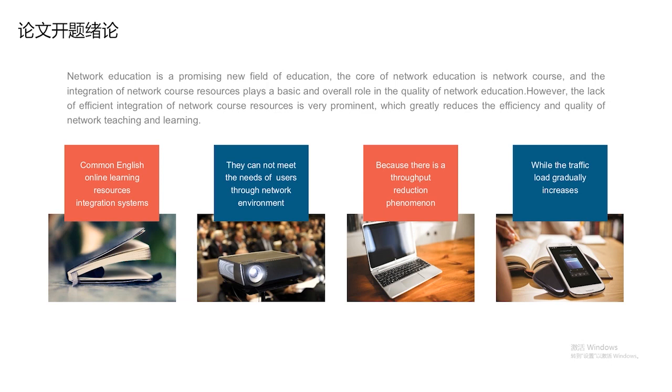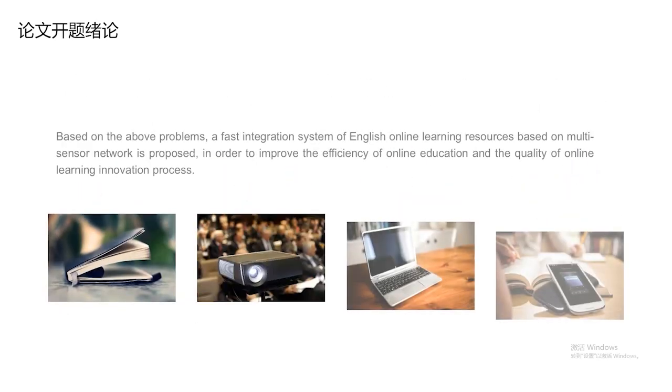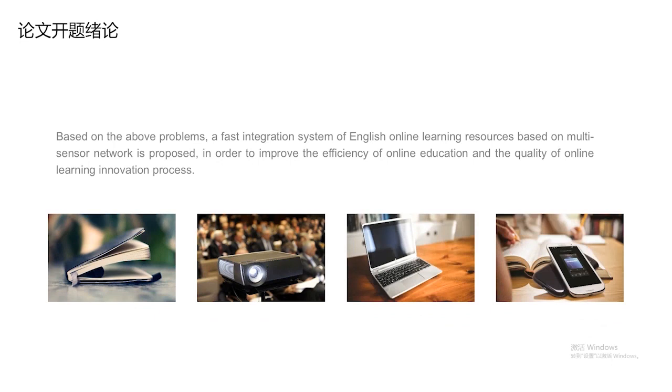For example, common English learning resources integration systems cannot meet the needs of users in network environments because there's a throughput reduction phenomenon while the traffic load gradually increases. So, based on the above problems, a fast integration system of English online learning resources based on multi-sensor network is proposed in order to improve the efficiency of online education and the quality of the online learning innovation process.